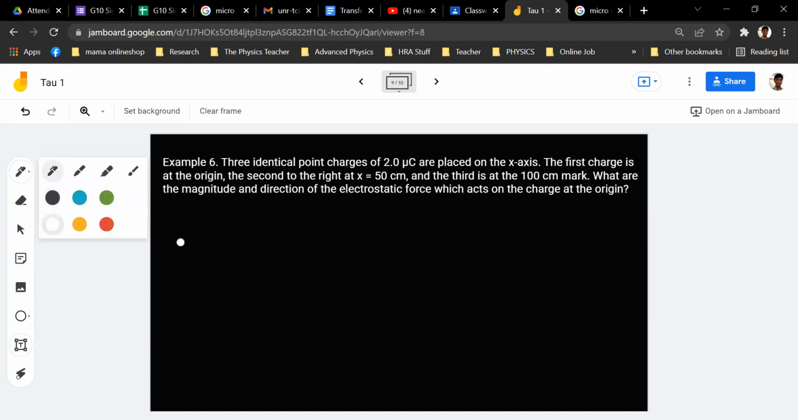According to the problem, there are 3 charges, so let us create the x-axis. And the first charge is at the origin. Let's call this Q1. Second charge, on second thought, let's just call this Q because according to the problem, the point charges are identical. Second charge is at the 50 centimeter mark. The third charge is at the 100 centimeter mark.